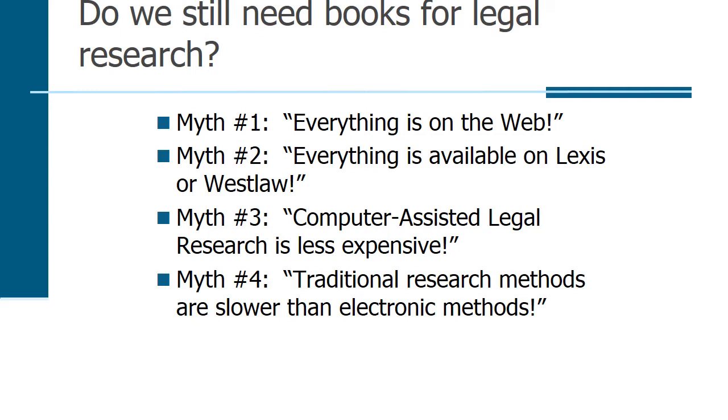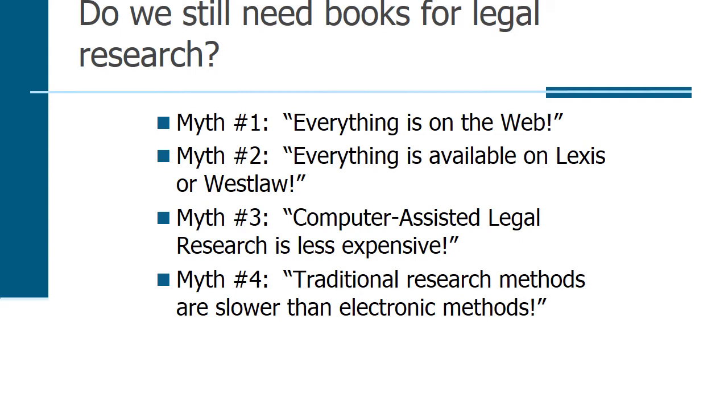The fourth myth is that traditional research methods are slower than electronic methods. This one drives me nuts. It's just not true. The statement is partially true, though. The computer is faster for some tasks, like when you need to cite check a case or statute, which we're going to learn about as we move through this course and in your legal research class, or when you have a discrete search for a certain word or phrase that you know, from experience, is going to be out there on the internet or whatever paid service you use.